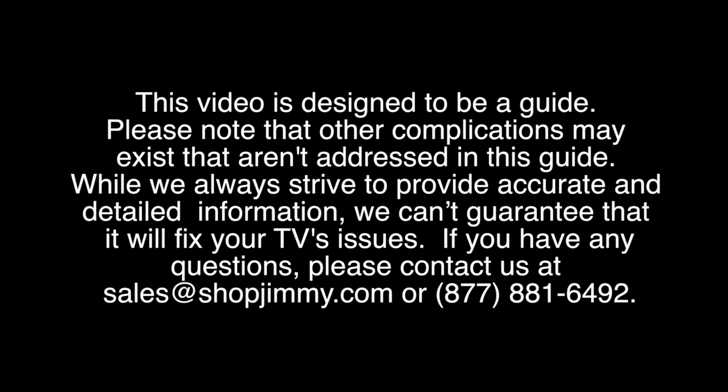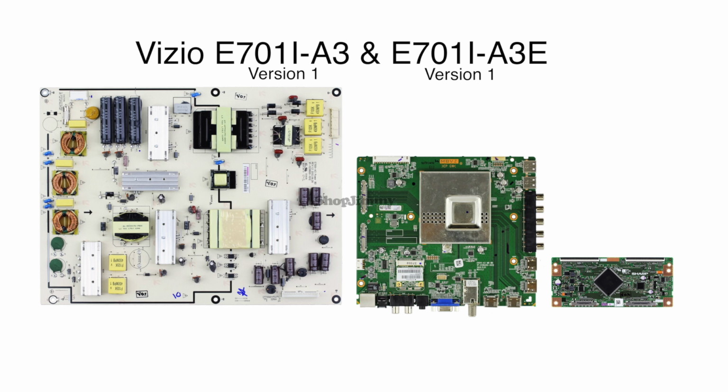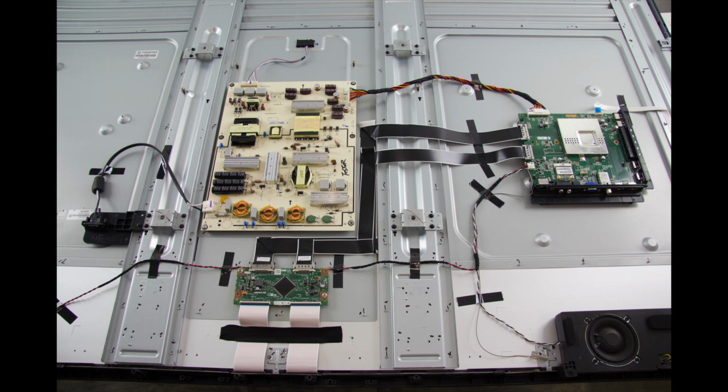In this video, we will show how to replace the boards in our replacement board kit for version number 1 for the following Vizio TV model numbers: E701i-A3 and E701i-A3e.